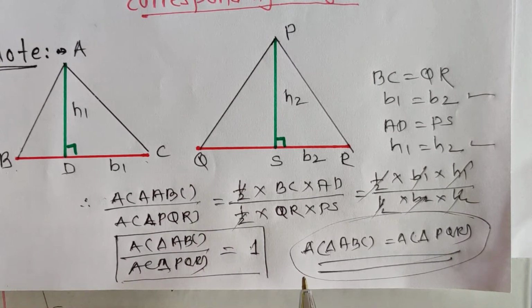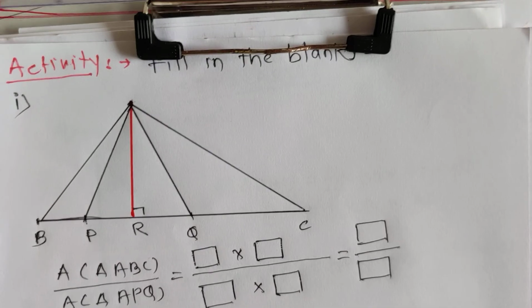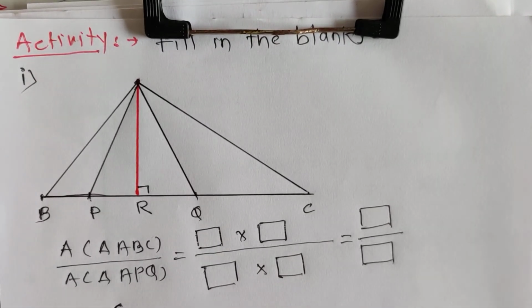Remember this one. Now let us see one activity before practice set 1.1. In the next lecture, we will see that practice set 1.1. I will make a separate video on practice set 1. This is a small video only on these properties, ratio of areas of two triangles.